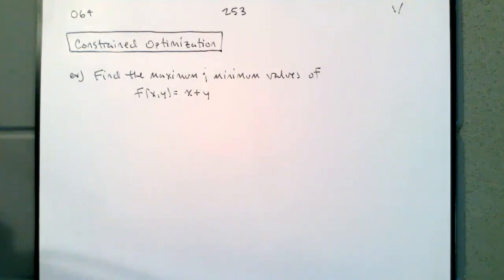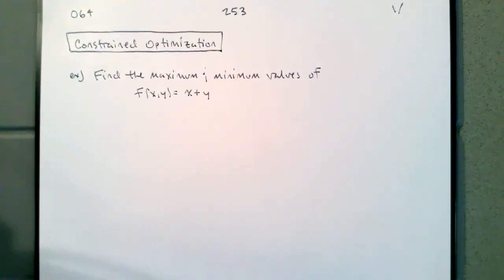Today, we're going to look at a variation of the optimization problems that we've been doing. And this is going to be called constrained optimization. Before, we were just taking a look at a function, one variable or two variables, and looking for local maximum and local minimum values. Today, we're going to add something else to that problem.